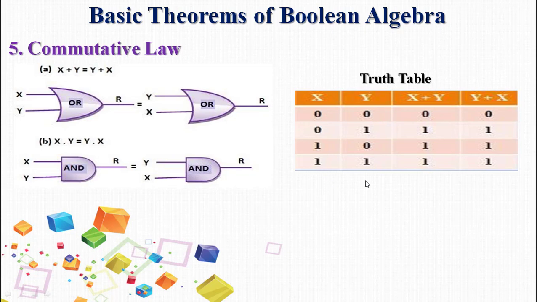So this is a possible combination that we have for x and y. Now let us write the left hand side and right hand side of the commutative law expression and see whether it holds true or not. The right hand side and left hand side values are written over here. The left hand side is x plus y. The right hand side is y plus x.